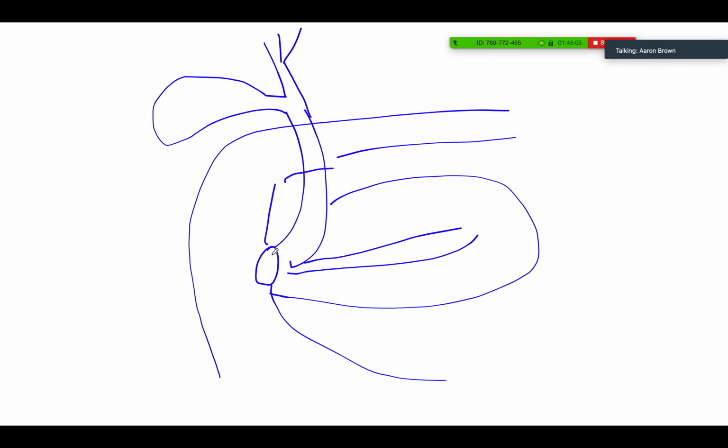So my question was, if we have a stone here at the ampulla of Vater blocking both the common bile duct and the pancreatic duct, would we have jaundice? Yes, we would, because bilirubin cannot leave, so we would have jaundice. What else would we have? We're blocking pancreatic enzymes from leaving, right? So what might happen to the pancreas?